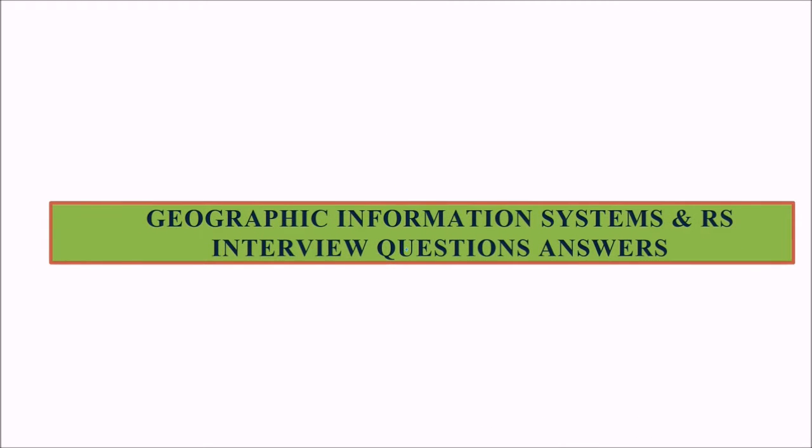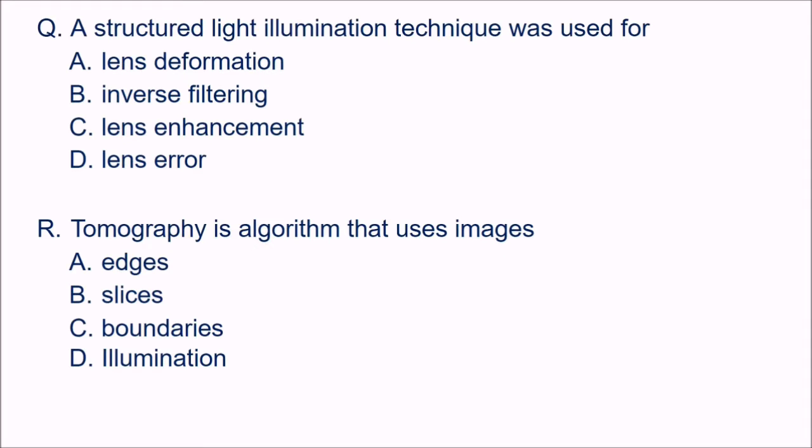Now let us take a few more questions and answers, that is MCQs, in GIS, GPS, remote sensing. First is, a structured light illumination technique was used for what? The answer is A, that is lens deformation.